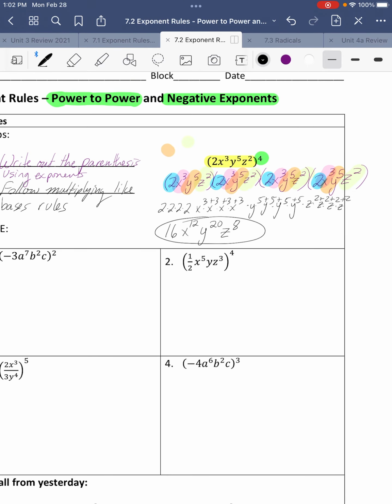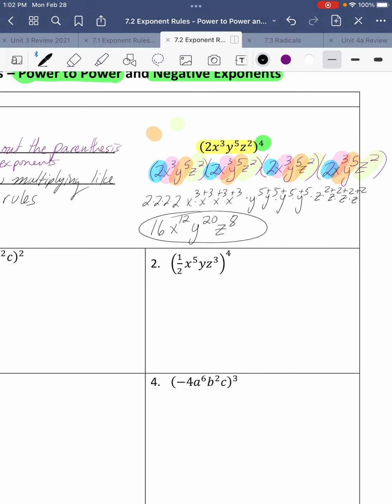If we're looking at this, let's take a look. I don't want to write all that out every single time. That is just way too much. How do I use what I had at the very beginning? How do I use that to get to this final answer?